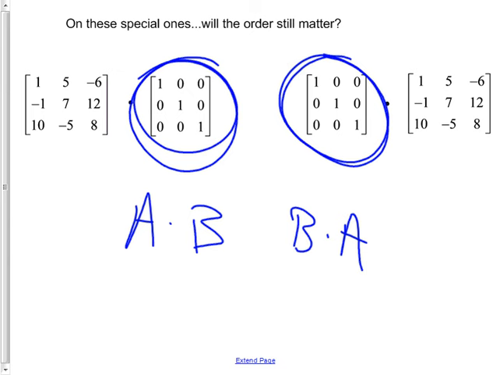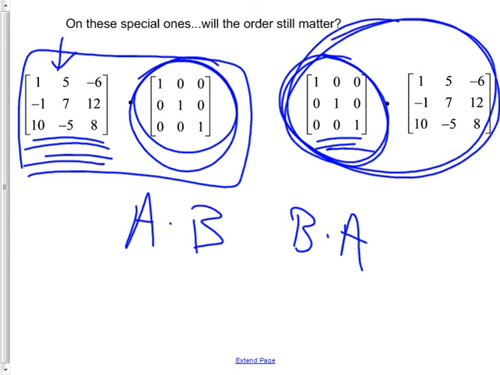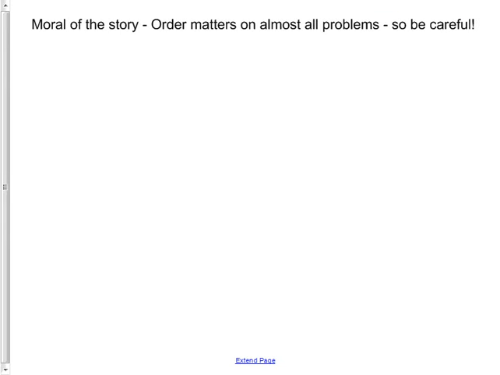What do you get when you multiply it? It's the identity. It allows this thing to keep its identity. So if you multiply this thing out, you'll get that back again. If you multiply this out, again, it's special. It can multiply on either side and it'll still work. You get the same exact answer back again. All right. So usually though, AB and BA are not equal to each other. With this special thing, it does actually work. But all right. Moral of the story, order matters on almost all the problems, so you need to be careful. If you say BA instead of AB, you're going to get a different answer. If you multiply them backwards.